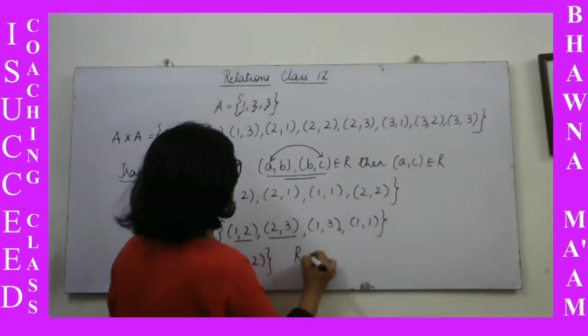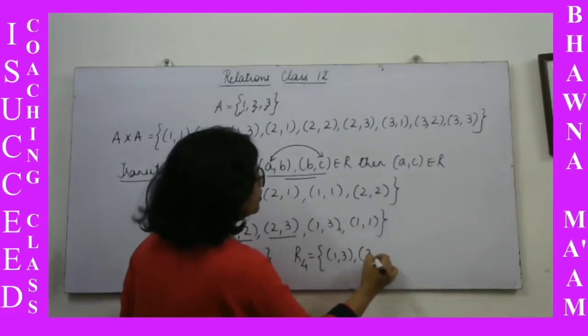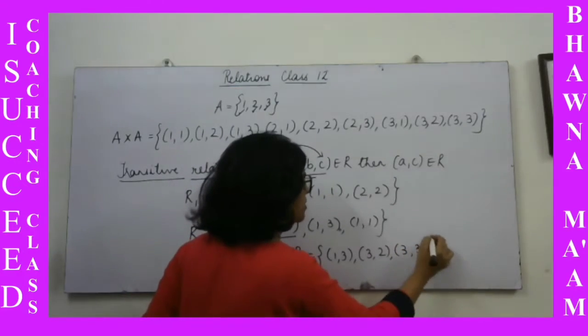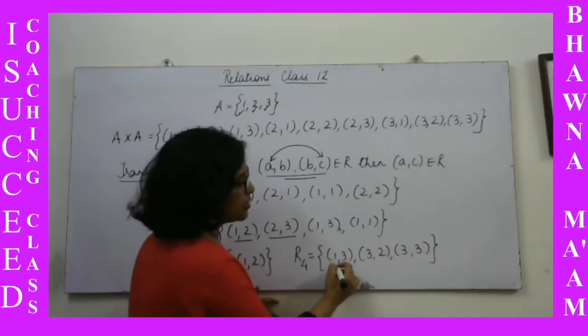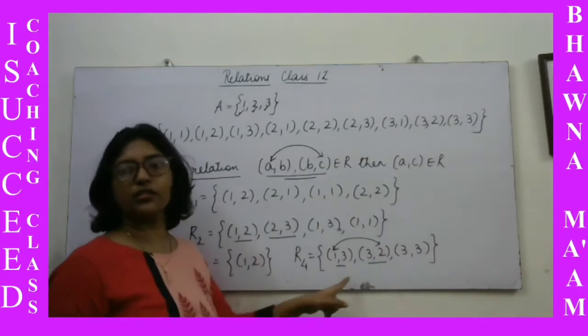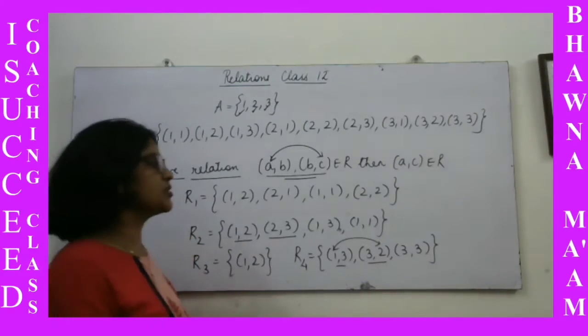Let's write one more. Let us see if it is transitive or not. 1 3, 3 2, 3 2. Is this transitive? Let's see. See, it is 1 3 and 3 2, so I should have 1 2. But there is no 1 2 in this relation, so it is not transitive. Okay, this one is not transitive.